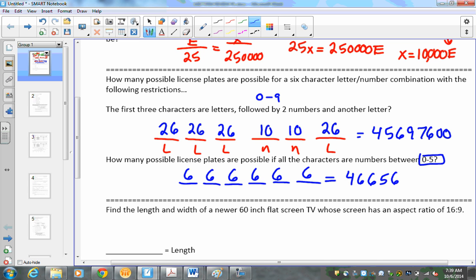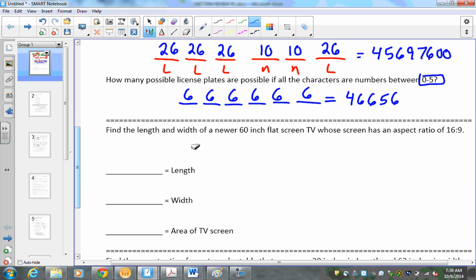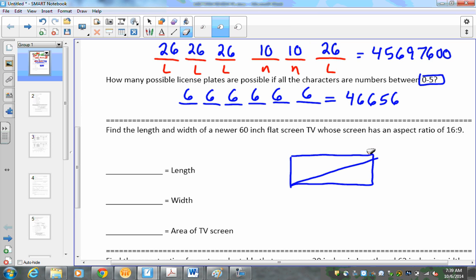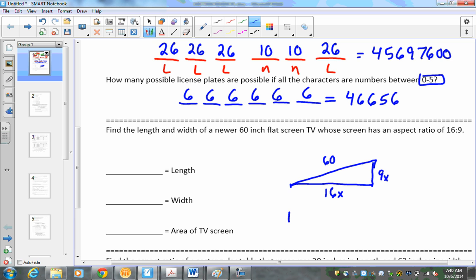46,656. Moving on. Find the length and width of a newer 60-inch flat screen TV. Okay, so here's our TV, which is right here. A diagonal. That's how we measure TVs. And of course, I'm not drawing this perfect, so I apologize. So there is my right triangle. This is 60 inches. An aspect ratio of 16:9. This will be 16x. This will be 9x. And we're going to apply Pythagorean theorem.